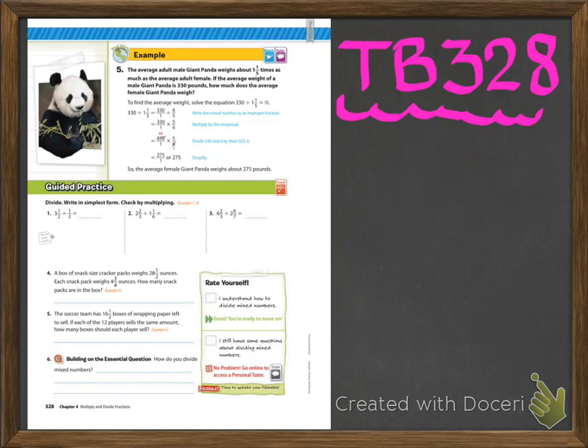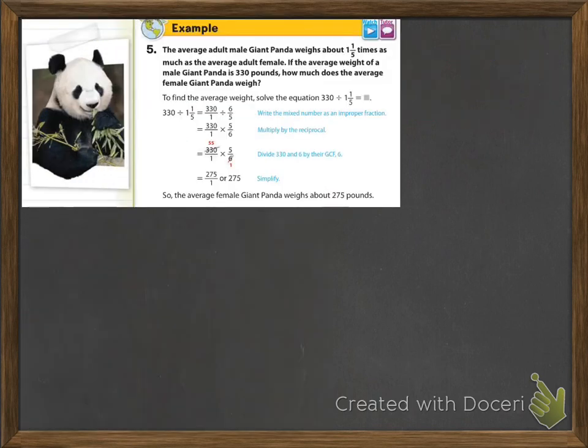All right, we're in the home stretch now here. We're looking at example 5 on textbook page 328. Remember, this is a word problem, so these are typically the heavier weighted problems on your tests and quizzes. All right, so here for example 5, it says the average adult male giant panda weighs about 1.5 times as much as the average adult female. If the average weight of the male giant panda is 330 pounds, how much does the average female giant panda weigh? So to find the average weight, you need to solve the equation 330 divided by 1 1/5.